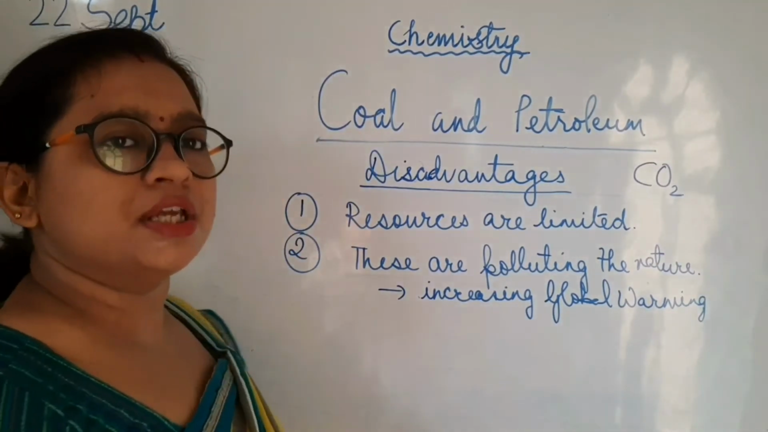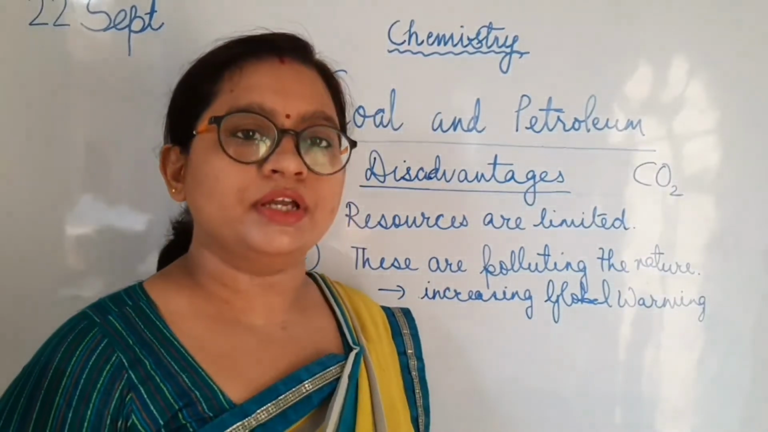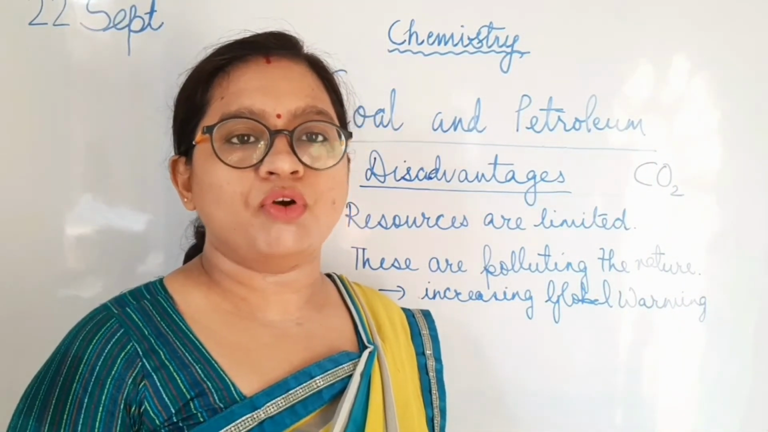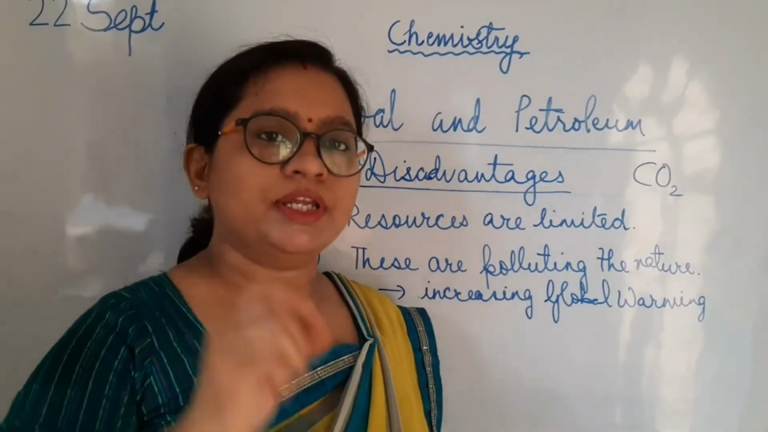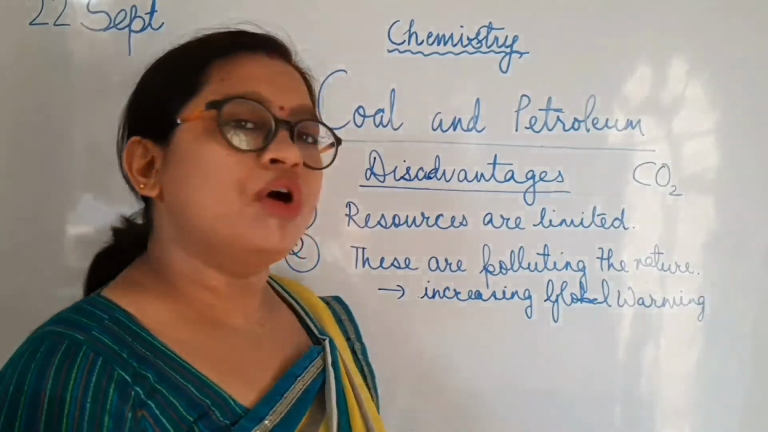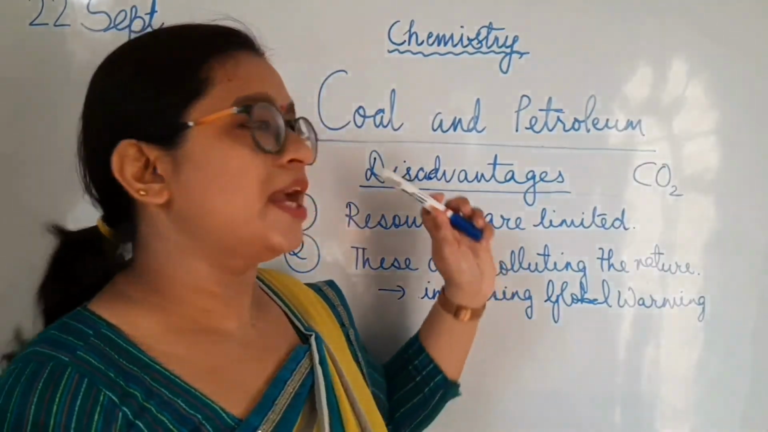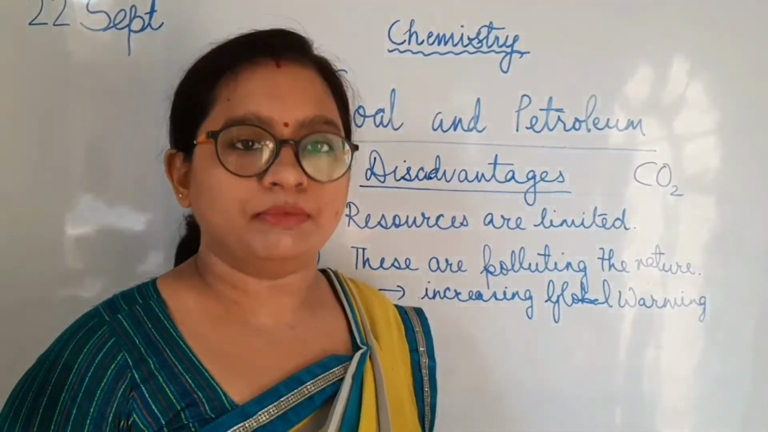Now we have discussed enough about global warming in our previous classes, so I am not going to discuss here what global warming is, what the causes of global warming are, and what the consequences of global warming are. In a small summary, I would like to tell you that global warming is initiated and increased by the excessive use of coal and petroleum or anything which includes carbon.